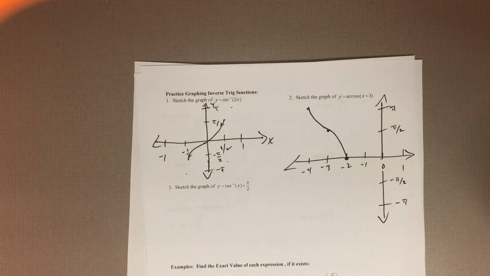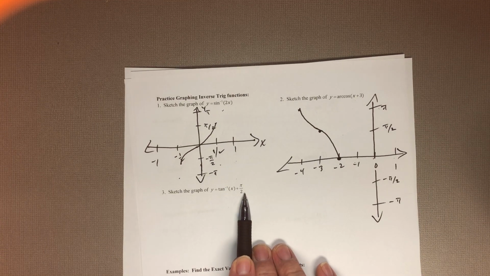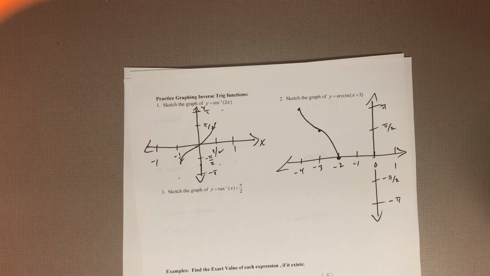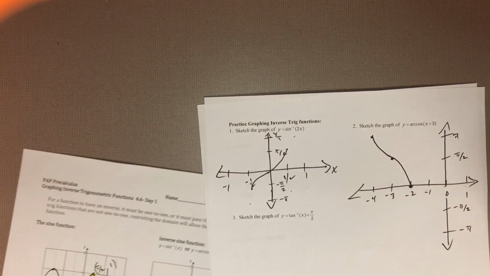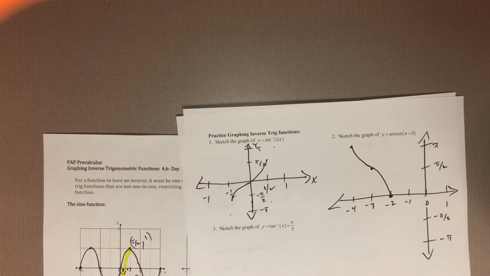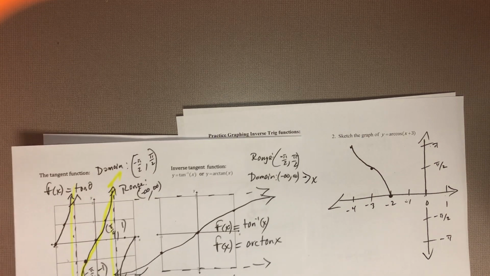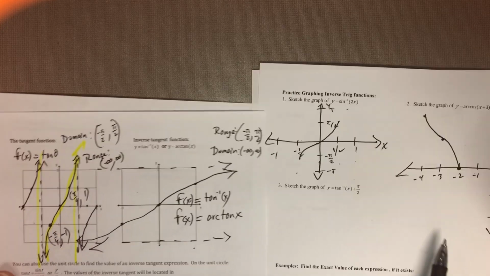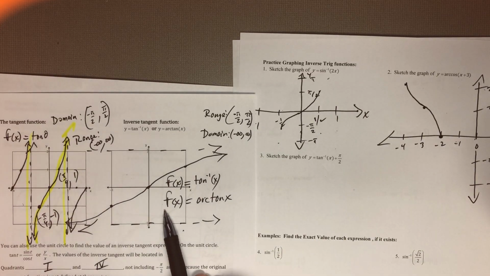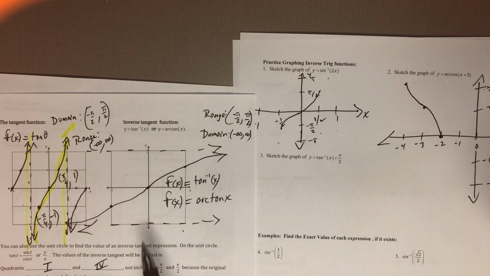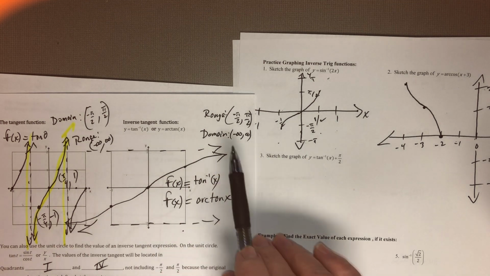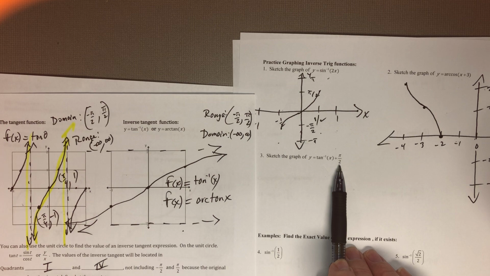Now, let's go to number 3. Number 3 says to sketch the graph of y equals the inverse tangent of x plus pi/2. Well, that's a vertical translation of pi/2 units. So I'm going to bring my tangent graph back. Let me get my tangent graph. Where did I put it? Oh, okay. Here's my inverse tangent graph right here. What I'm going to do is move this graph up, a vertical translation of pi/2 units.